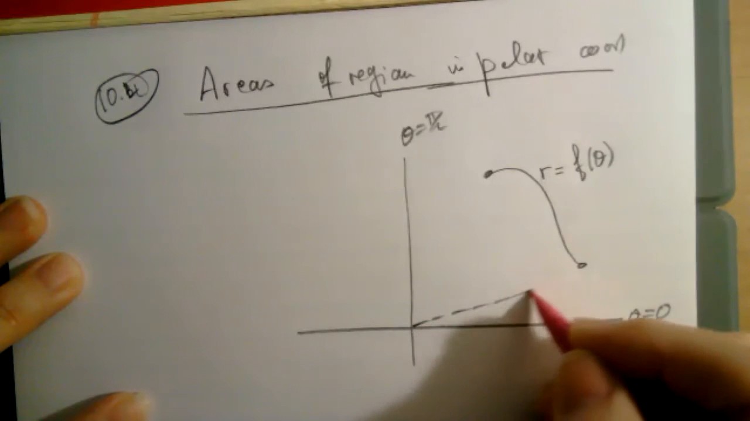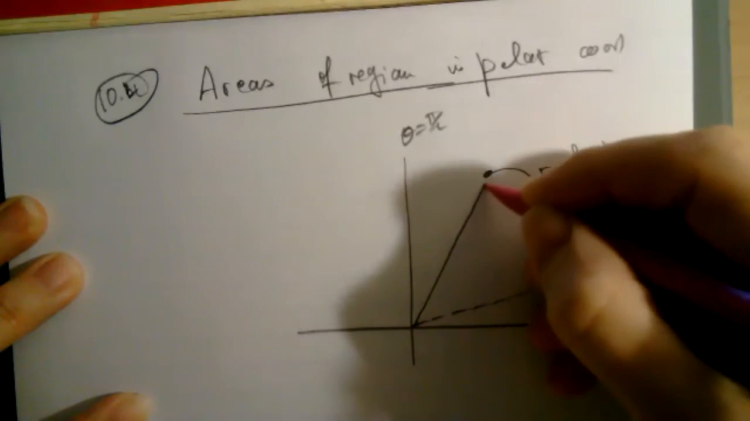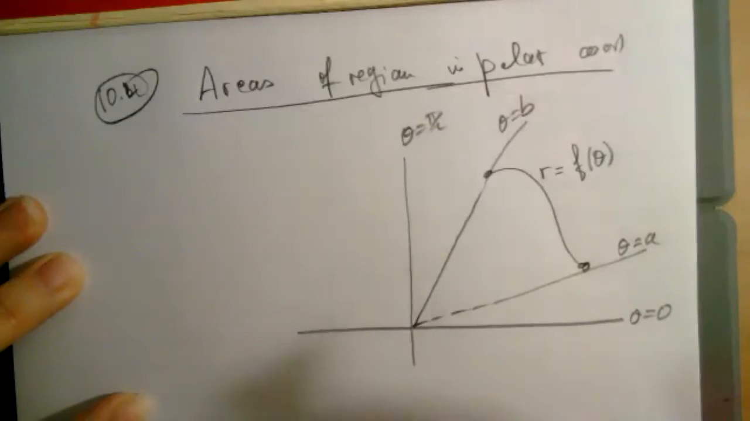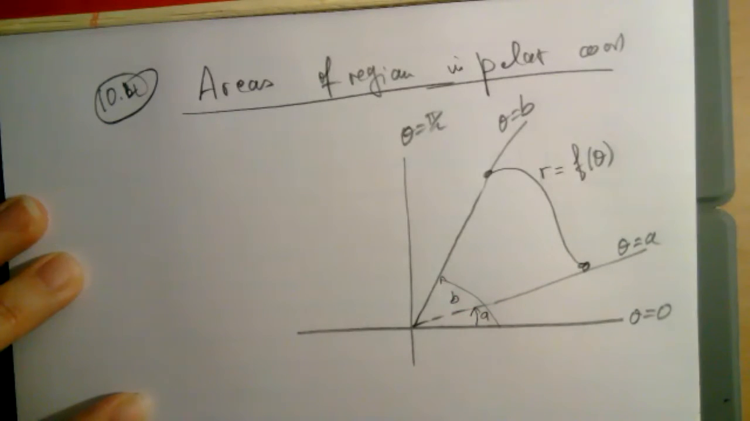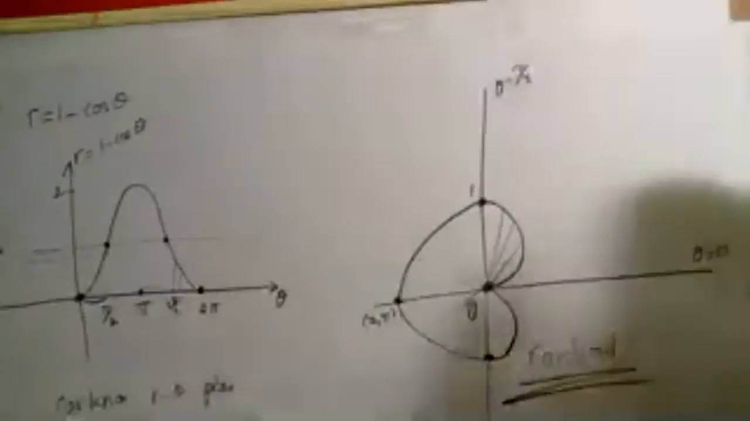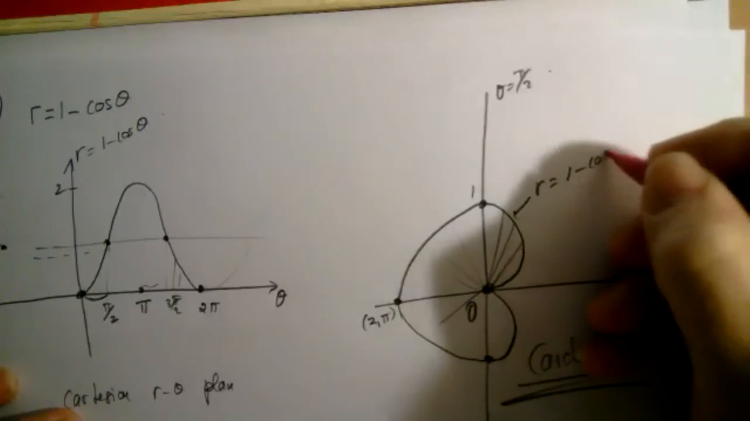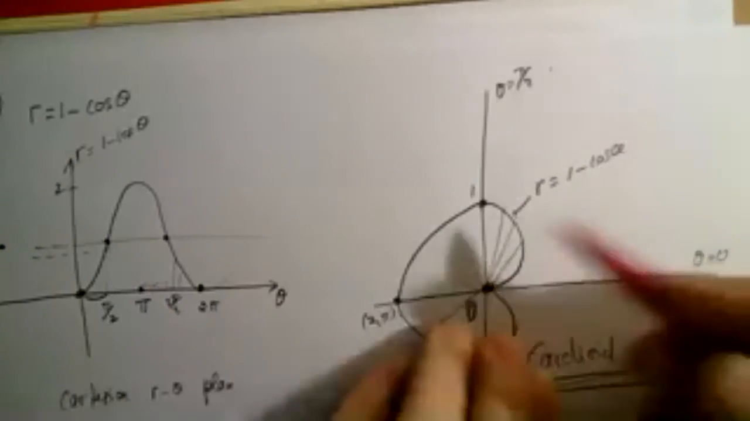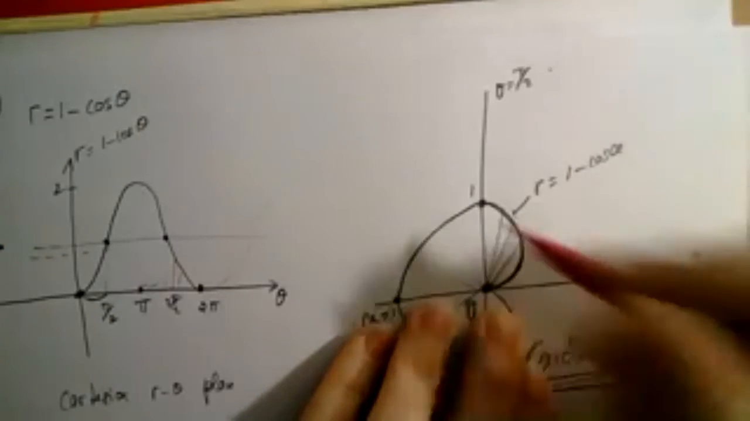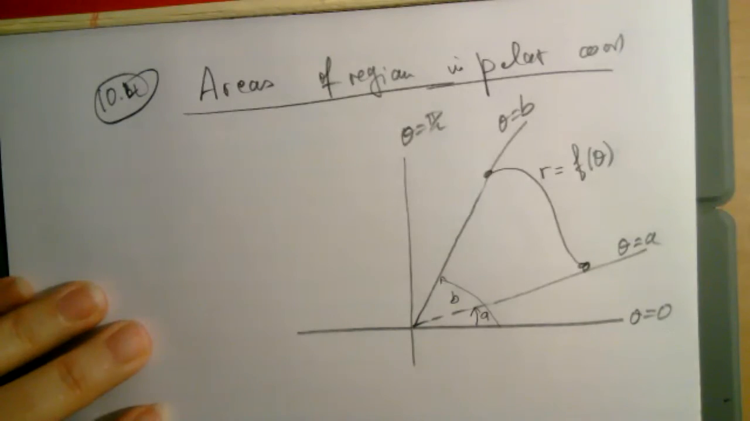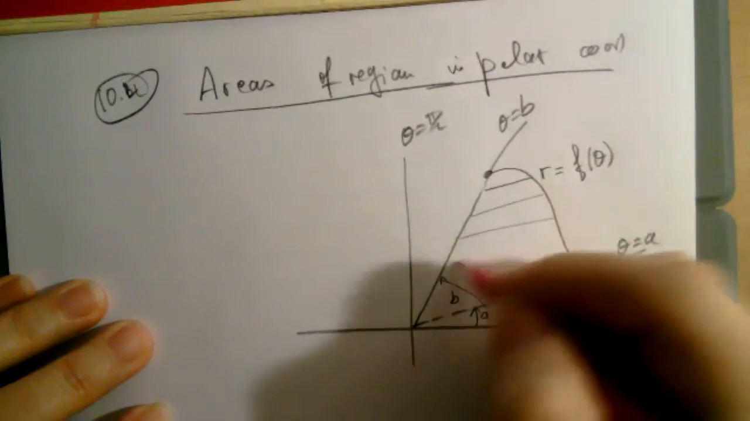This is the line theta equal A, and this is theta equal B. It means from here to here, I have A, and from here to here, I have B. So it's just like, let's say, a cardioid. If this is a cardioid, this is the graph of r equal 1 minus cosine theta. And suppose I'm interested in theta between 0 and pi over 2. It means this is my graph, and we're interested in this region.